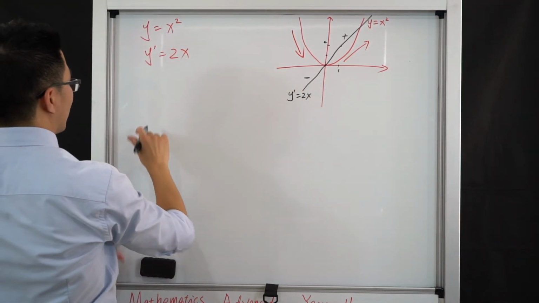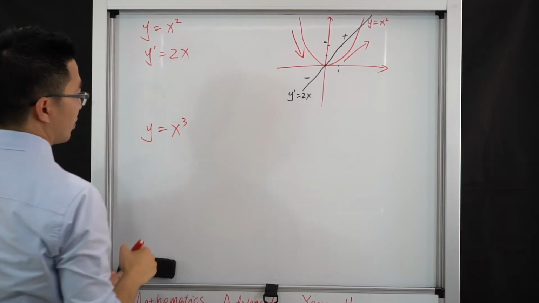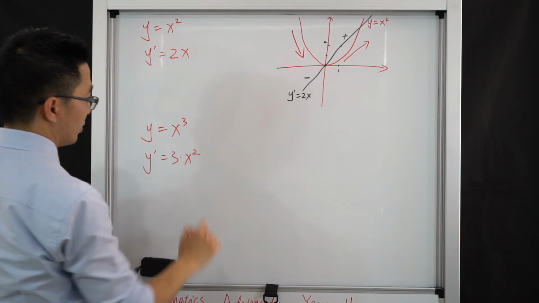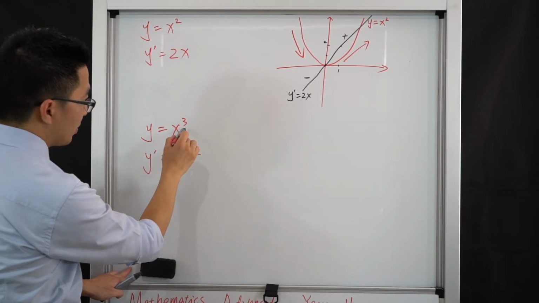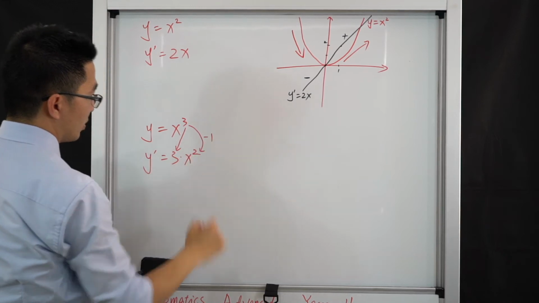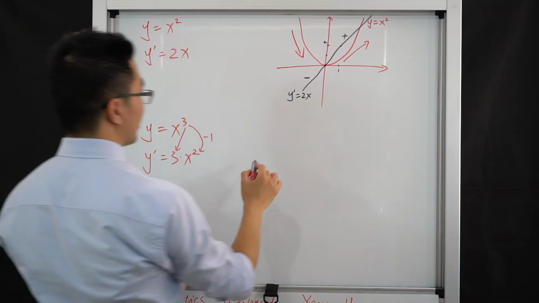So here is for this one. Let's try to have a look at another one. y equal to x to the power of 3. So y dash will become 3 times x to the power of 2. Okay? Bring the power to the front. This power will be minus 1. Become 3 times x to the power of 2. Okay?